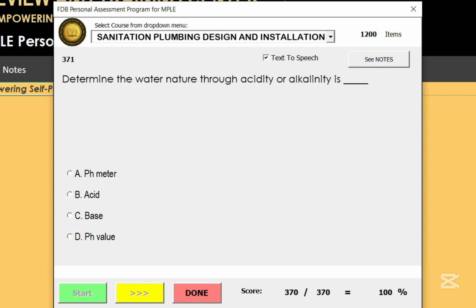Determine the water nature through acidity or alkalinity is blank. A. pH meter. B. Acid. C. Base. D. pH value. Please pick your choice.